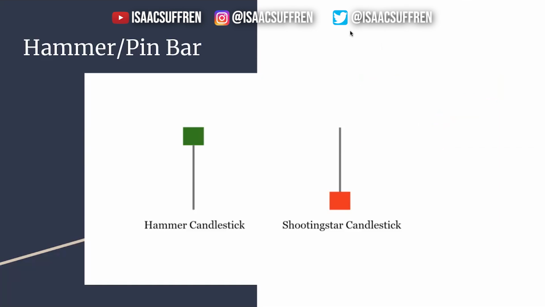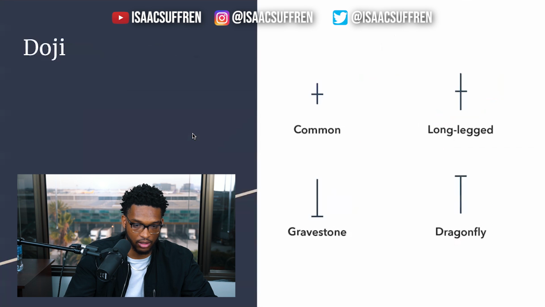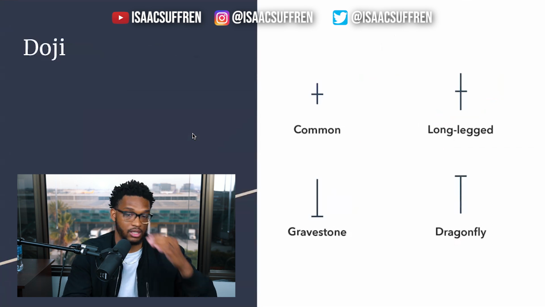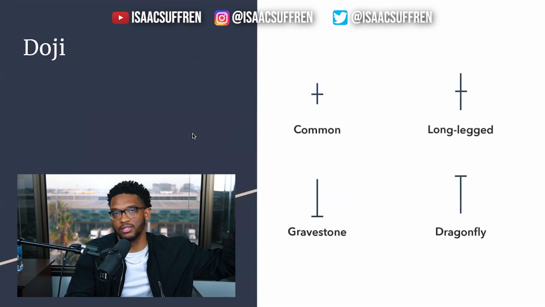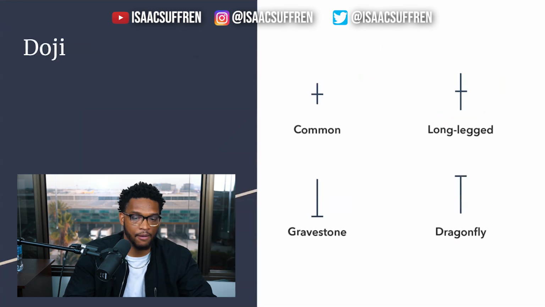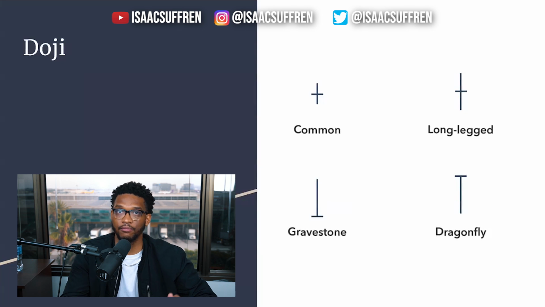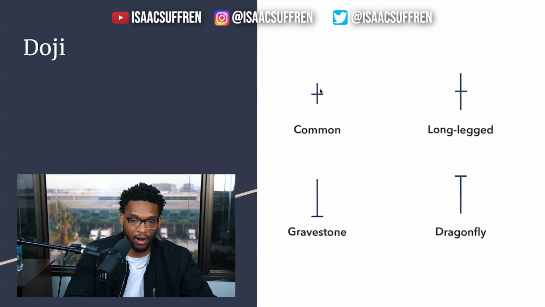I promise, right? So we got the hammers finished up. Let's move on to the dojis. Now, we kind of had an example of this when we started breaking down the anatomy, but pretty much what dojis are is indecision. You see a doji, it's indecision. What does indecision mean exactly? It's when the opening price and the closing price are the same price.